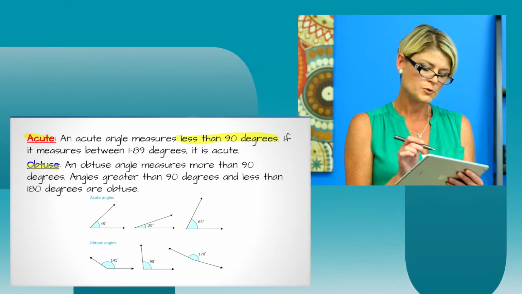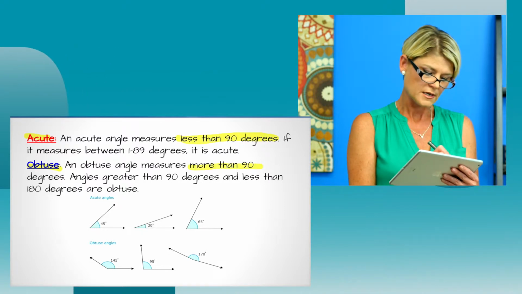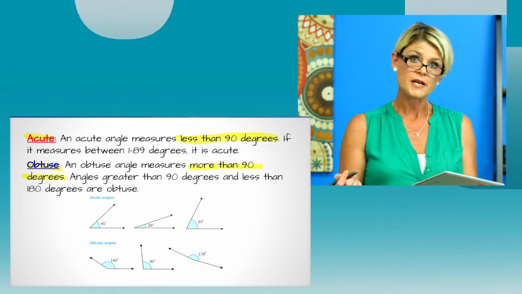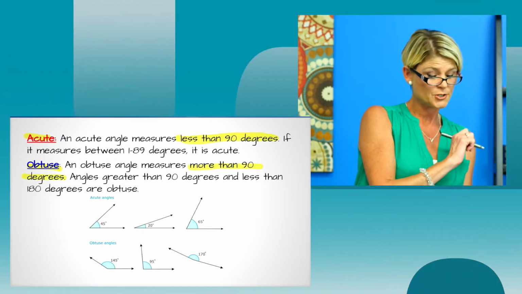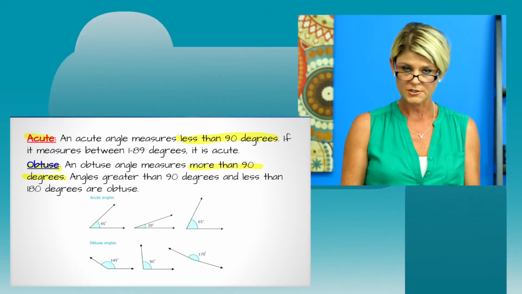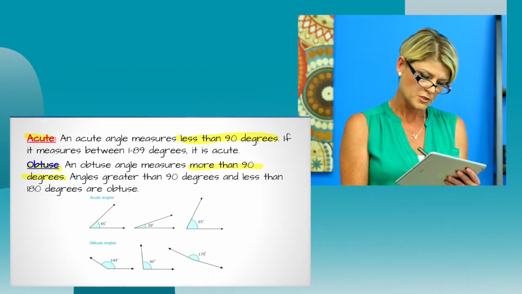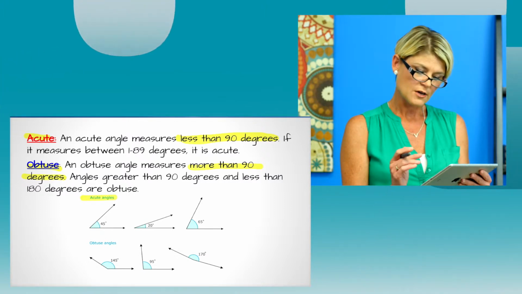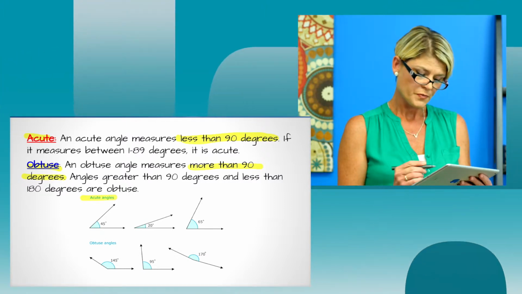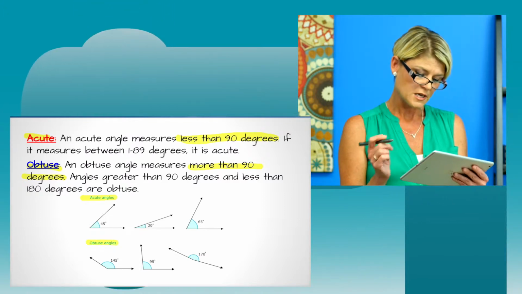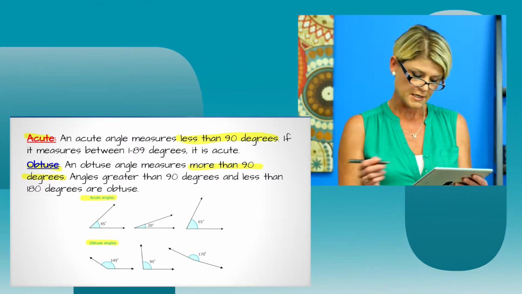An obtuse angle measures more than 90 degrees. Angles greater than 90 degrees and less than 180 degrees, those are considered to be obtuse. And if you look at the bottom here, you can see some pictures of acute angles. See how they're all less than 90 degrees? And then we also have obtuse angles, and they are greater than 90 degrees.